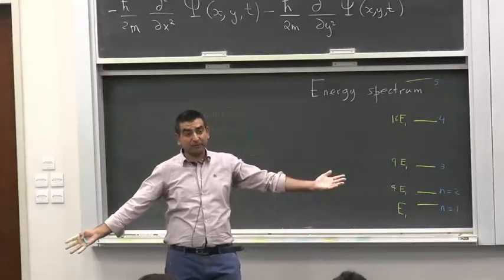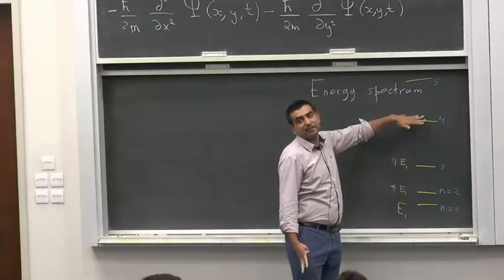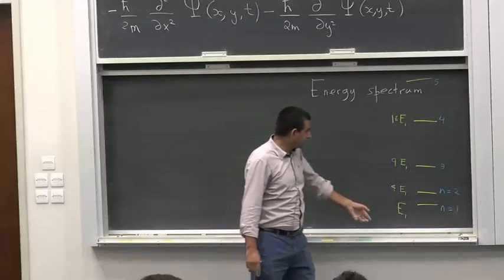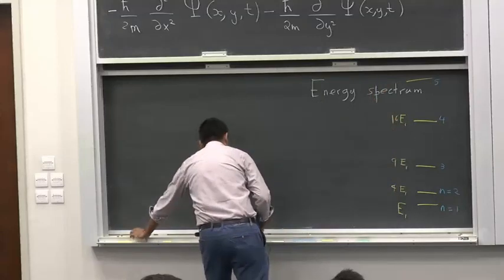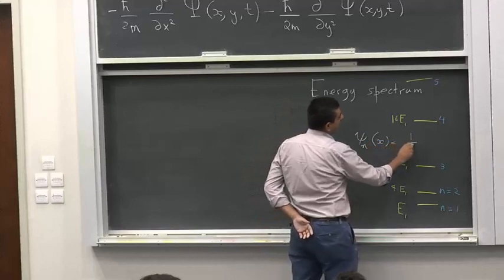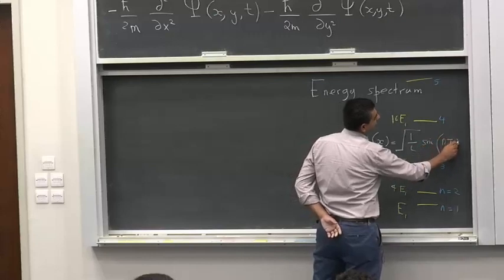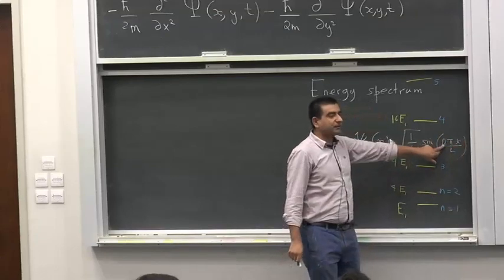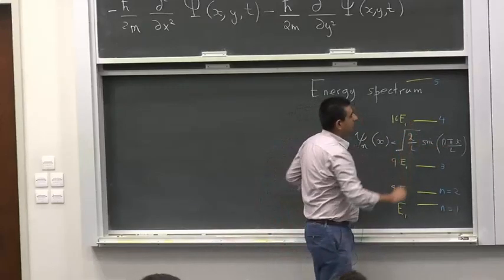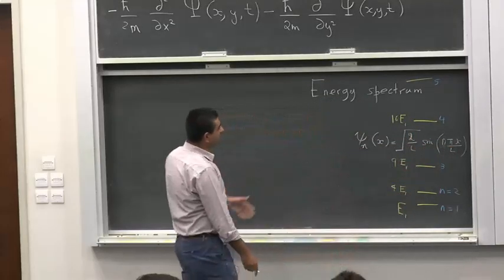And of course I can also have superpositions as well. But these are the stationary states. When you solve the Schrodinger equation, these are the stationary states that you get. And I can determine the wave functions as well. In 1D, just for completeness' sake, let me write down the wave function. It's the square root of 2 over L, which is the normalization factor, times sine of n pi x over L. I don't need to put in n1, n2 here. Alright, so this is the 1D problem.